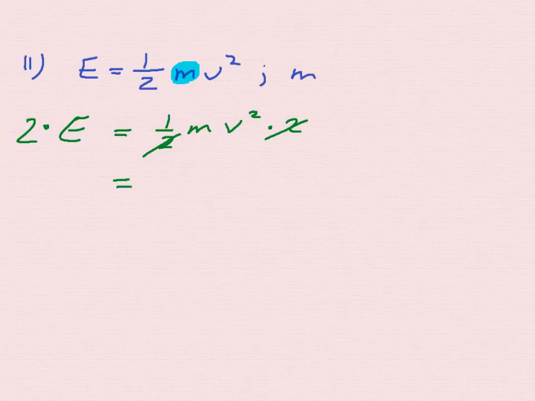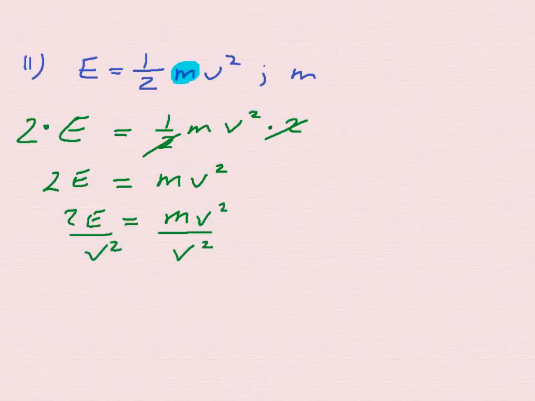Now in your next line, 2 times e, the 1 times m times v squared can be simplified down into just mv squared. You don't need the 1. And when you're asked to solve for m, m is multiplied by v squared. So you want to get rid of the v squared by dividing both sides by v squared. And that will get the m by itself.